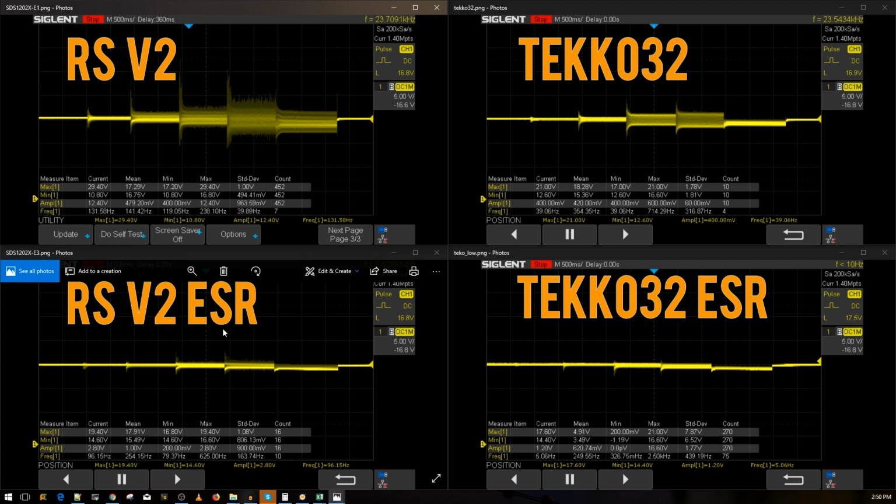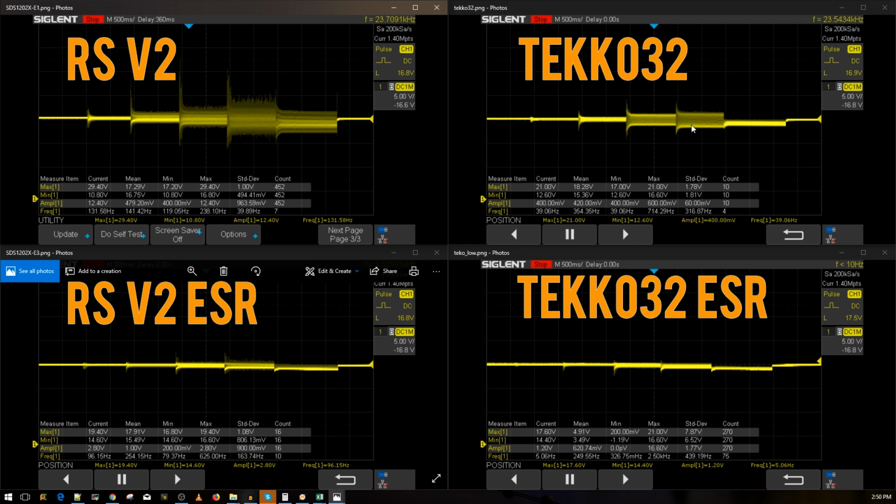Now, on the bottom left, we have the Racerstar V2 with the low ESR capacitor. And as you can see, it's done, maybe we could say, a little bit better than the TECO 32 without a low ESR capacitor. But does that mean it's better? No, it doesn't mean it's better. We will know if it's actually better once I have that stable, consistent power supply, then we could actually see this data.